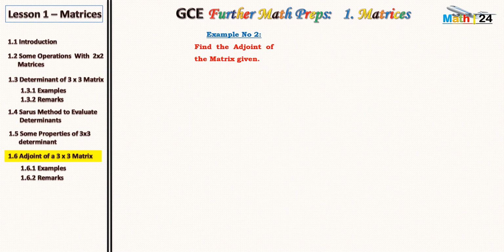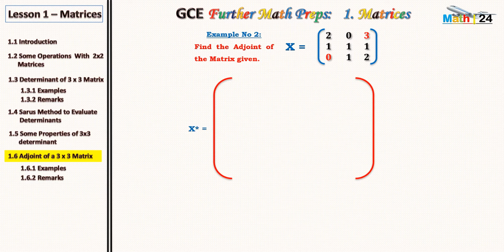Example 2, find the adjoint of the matrix given. So our adjoint of this matrix will be the transpose matrix of the cofactors. The first cofactor here that we're looking for is this position, which is positive. We are left with the entries 1, 1, 1, 2. The next is this position. When you cover this row and column, we are left with 1, 1, 0, 2.